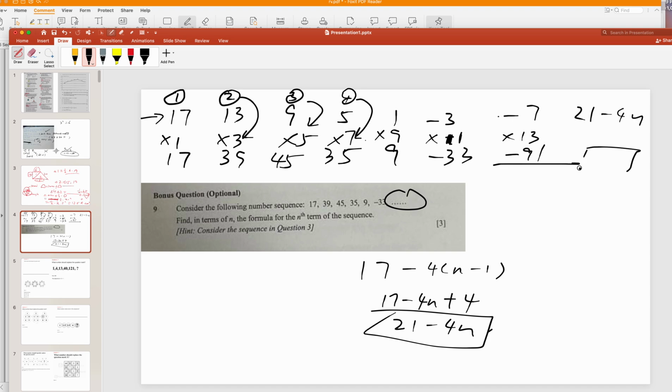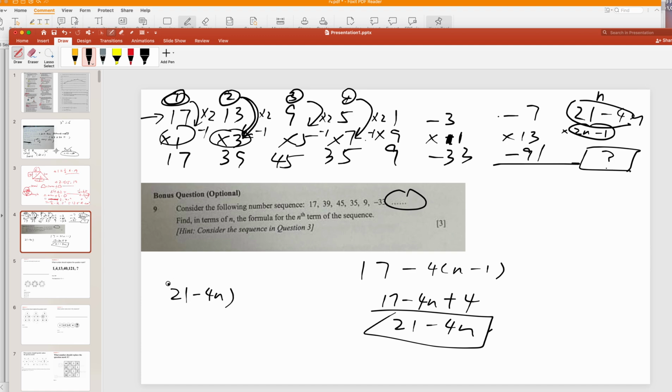So how is it linked to this one? The first one is the first odd, the second one is the second odd, right? So how are these two related? Can you see this is times 2 minus 1, times 2 minus 1, times 2 minus 1, times 2 minus 1, then times 2 minus 1. So it's always times 2 minus 1. So if this is the nth one, it's 2n times 2 minus 1. So it's (21 minus 4n) times (2n minus 1).